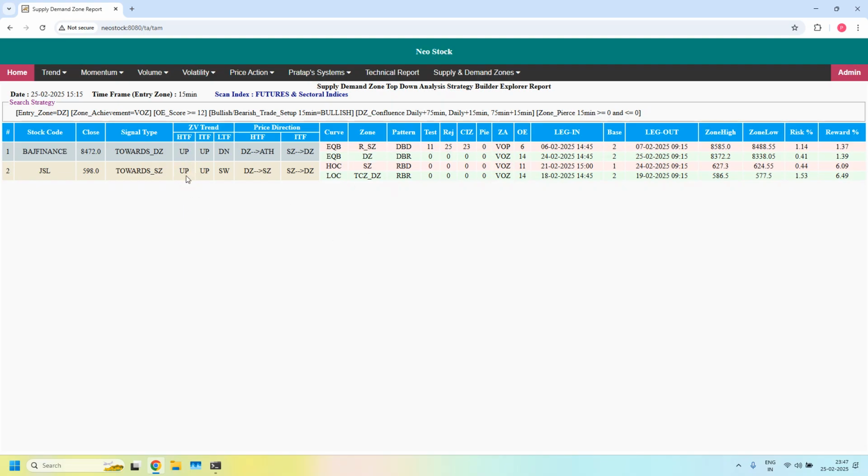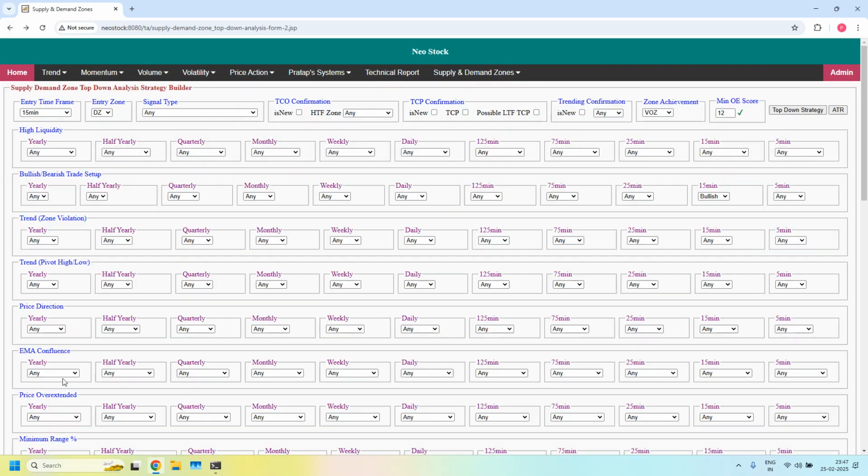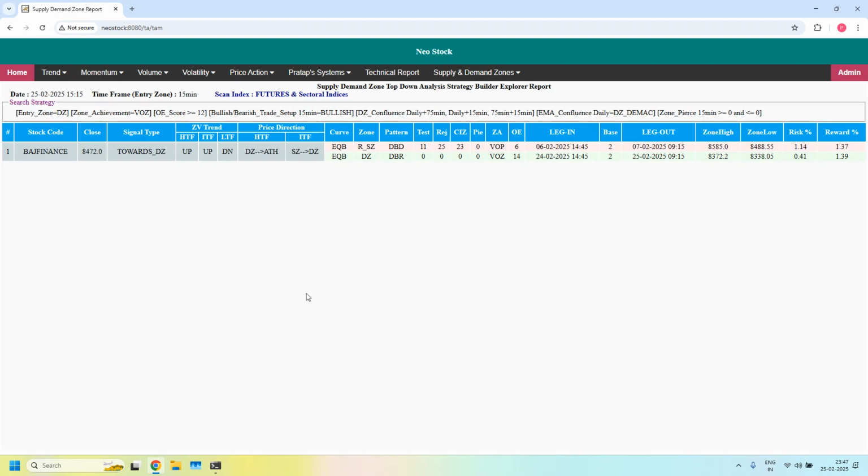If daily demand zones are having daily EMA confluence, then these 15 minutes demand zones are having more probability to get success. Let's verify. In the EMA confluence, daily time frame, I am setting daily demand zone having daily EMA confluence. Anyway, trend is uptrend. We got one stock. So this demand zone is having more high probability to get the success. So this is bullish trade setup for daily income trade.